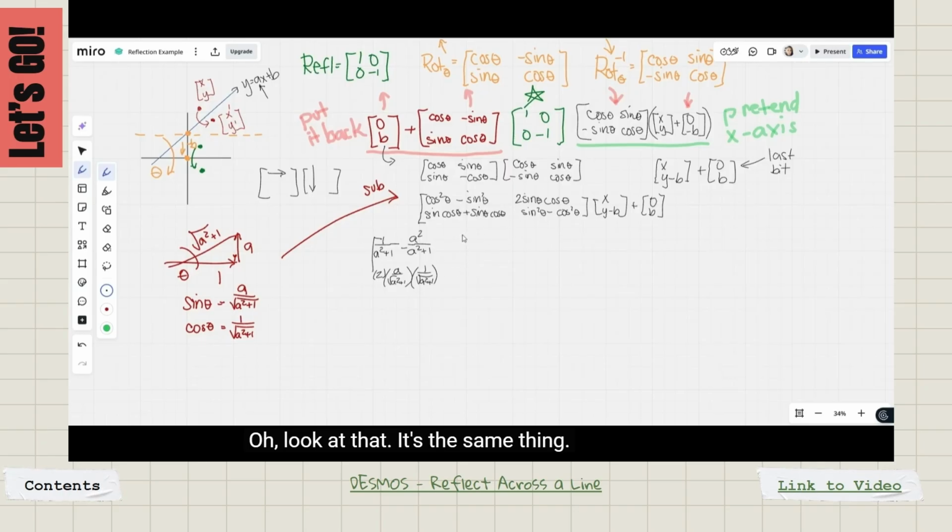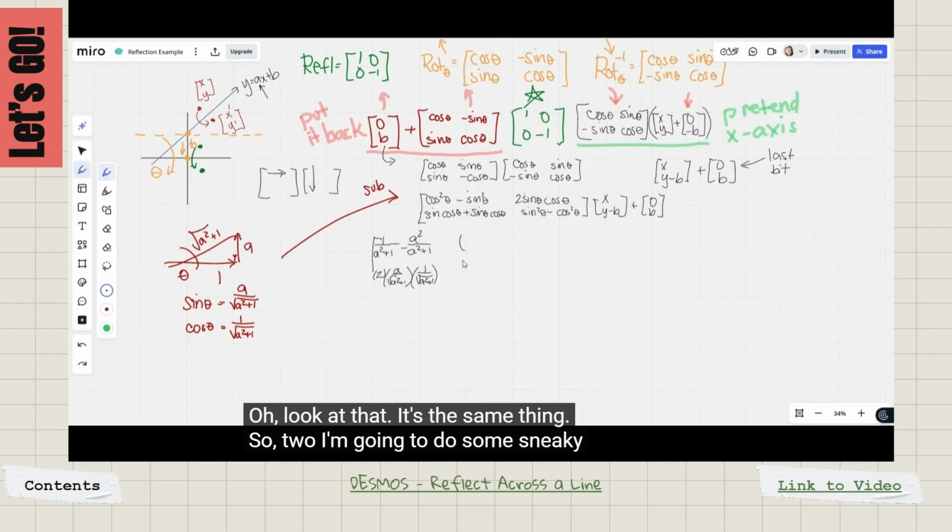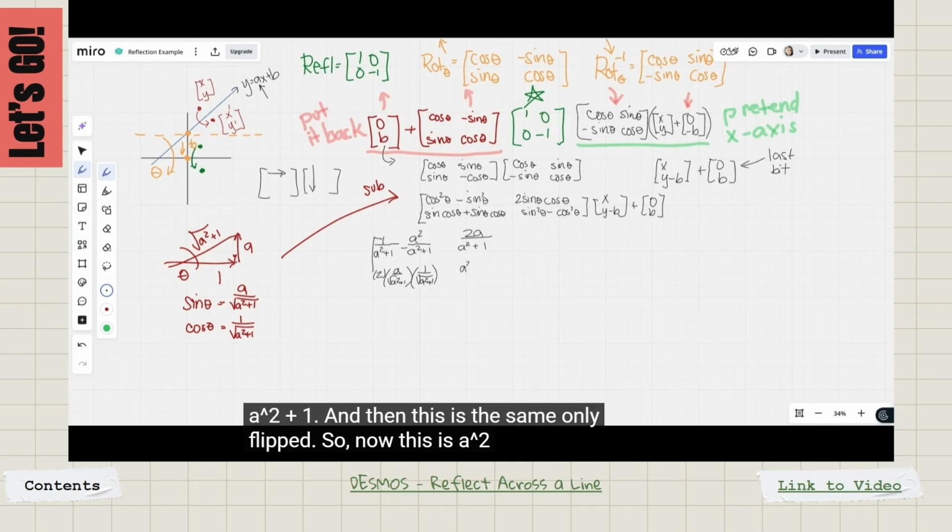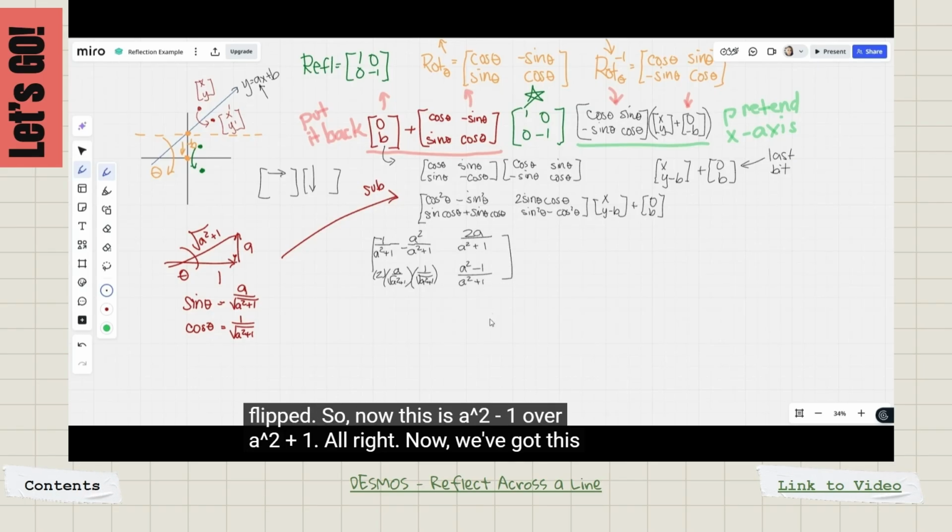Oh, look at that. It's the same thing. So 2, I'm going to do some sneaky simplification here. When we multiply the bottoms, the square root's going to go out. So let's put 2a over a squared plus 1. And then this is the same, only flipped. So now this is a squared minus 1 over a squared plus 1. All right, now we've got this all in terms of a.